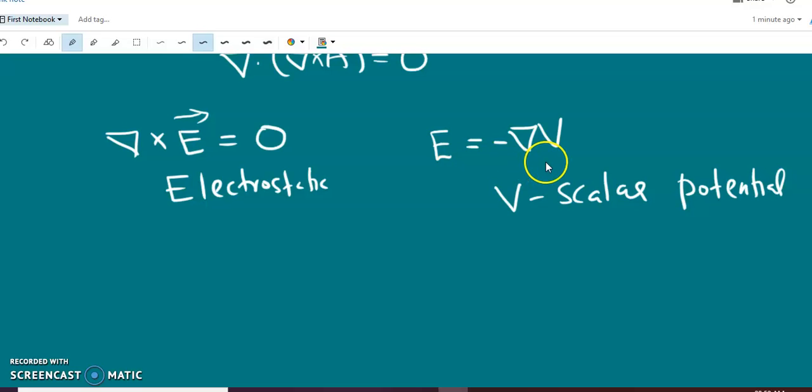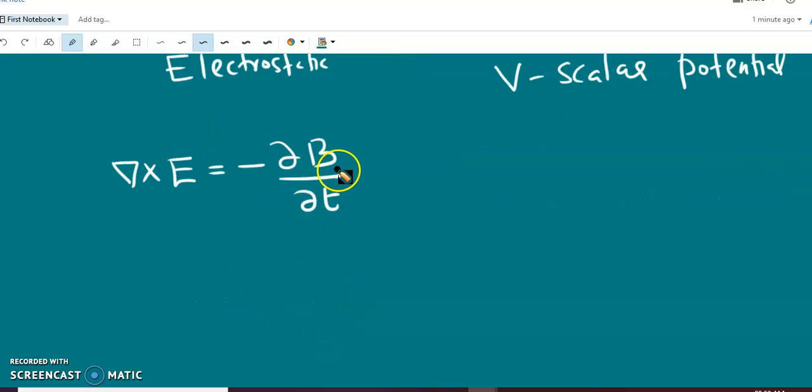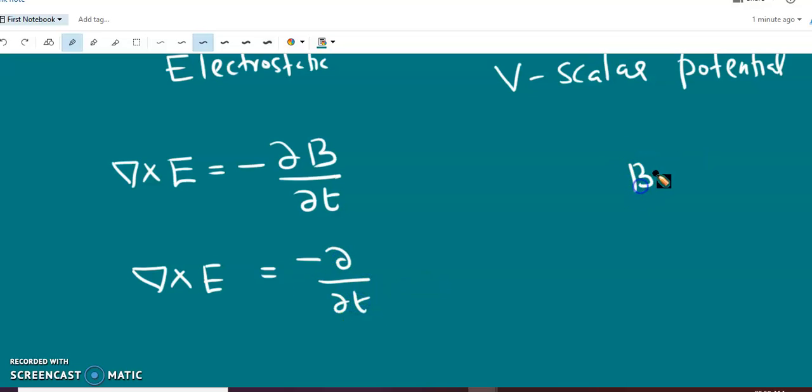But this equation is not true for the dynamic or time varying case. For the time varying case, we know that del cross E is not equal to 0. It is minus dou B by dou T, minus time rate of change of magnetic field. So del cross E can be written as, substituting B in terms of A, we have already seen that the magnetic field is del cross vector potential. So del cross A over here.